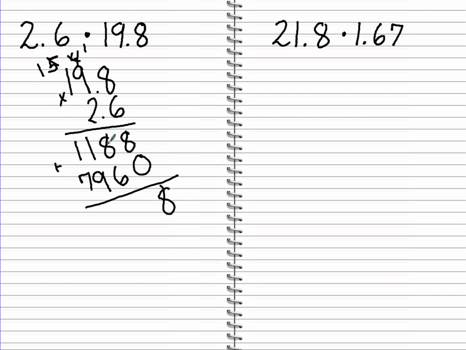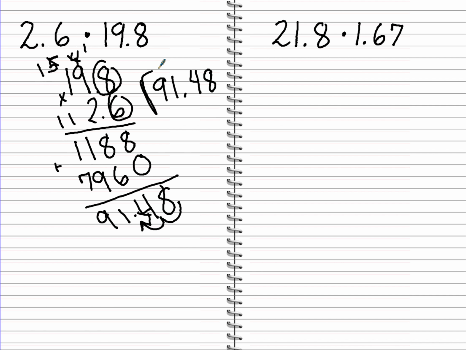So 8, 8 plus 6 is 14, carry your 1. 9 plus 1 plus 1 is 11, carry your 1. 7 plus 2 is 9. And then you look at your decimal. There are 2 digits behind the decimal, so I move my decimal 2 times. So my answer is 91.48.